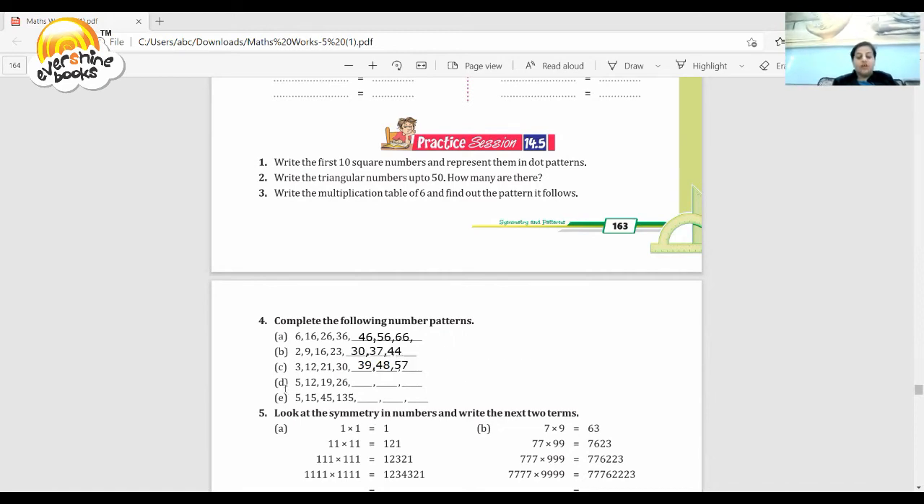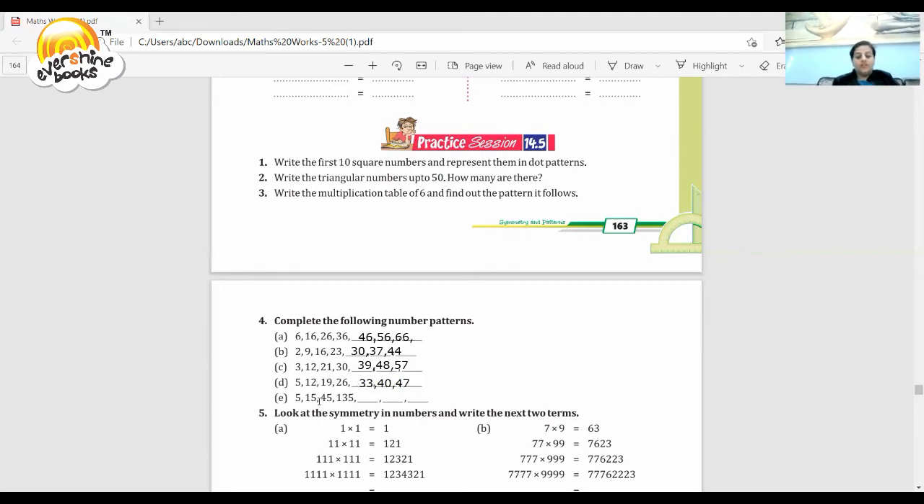Likewise. Now, 5 plus 7 is 12. 12 plus 7 is 19. 19 plus 7 is 26. 26 plus 7 is 33. 33 plus 7 is 40. 40 plus 7 is 47.